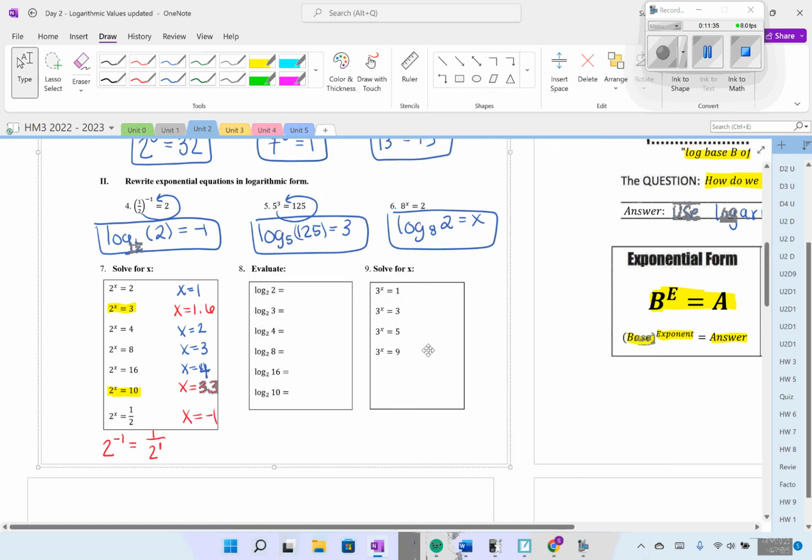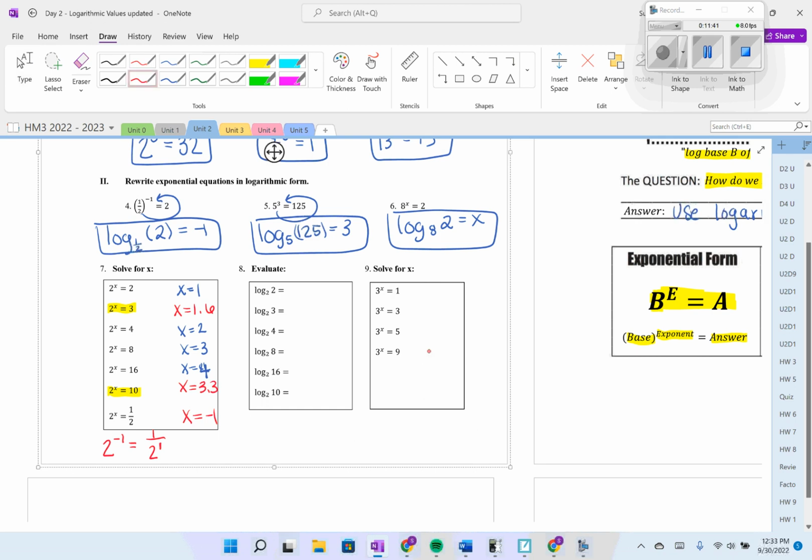Looking at the next problem. So now we're going to evaluate the logs using our answers that we just did. So if I have log base 2 of 2, I know that the log base 2 of 2 is equal to 1. And the reason I know that is because if I rewrite this in exponential form, this would be 2 to what power equals 2? Well, I know 2 to the power of 1 equals 2.